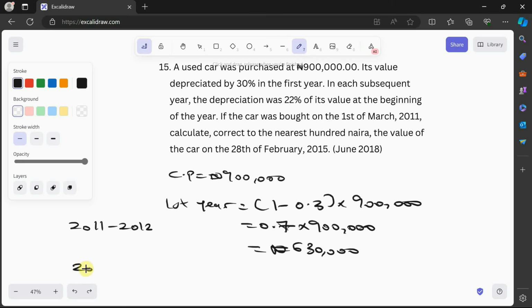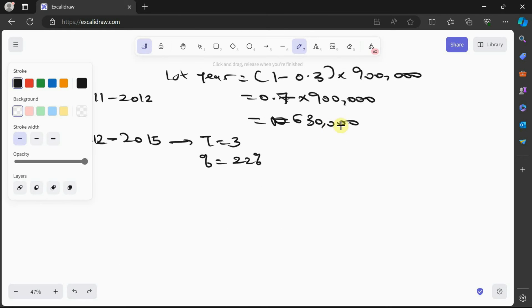So from 2012 to 2015, how many years was there? We have 2012 to 2013, 2013 to 2014, 2014 to 2015. Right, by February of 2015, that will have made it 3 years. Our T is 3. Our depreciation, which is 22%, so our percentage depreciation is 22%. And then what else again? Our initial value, which is our principal after the first year, is 630,000. That's the one that's had a different percentage depreciation. So we already know this because from 2012 to 2015, percentage depreciation is constant.